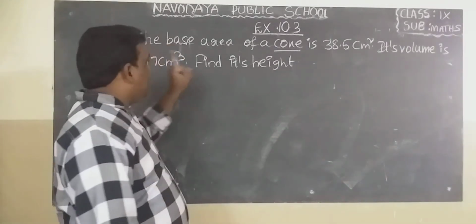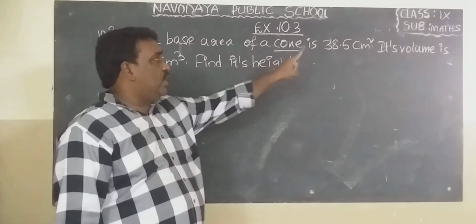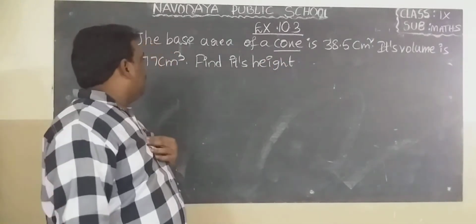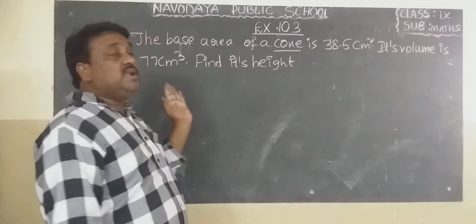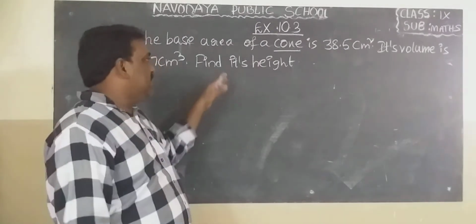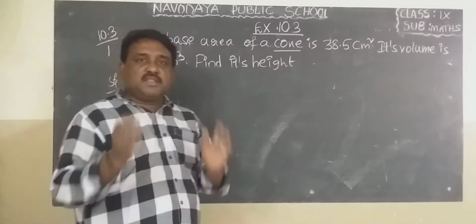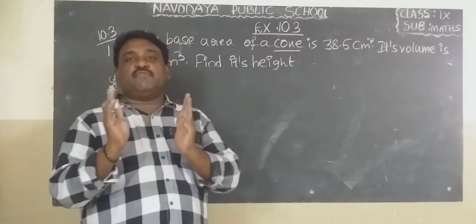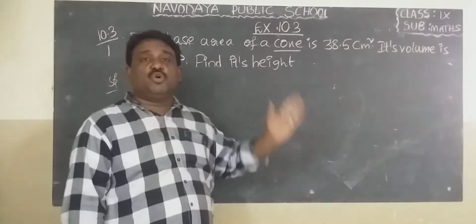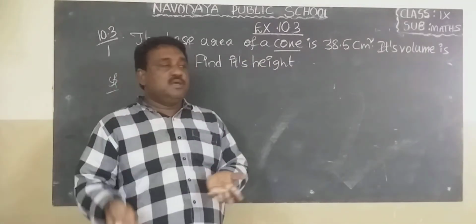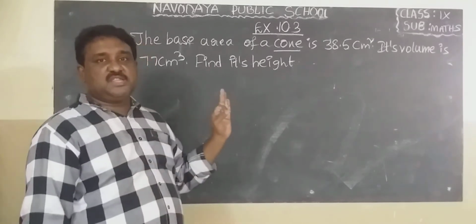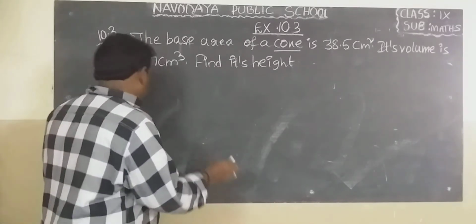The base area of a cone is 38.5 centimeter square. First one is area. Second one, volume, is 77 centimeter cube. Find its height. The base of a cone is a circle. That means base area of a cone means area of the circle. Area is 38.5. Volume is 77. Find height. Write down what is given.